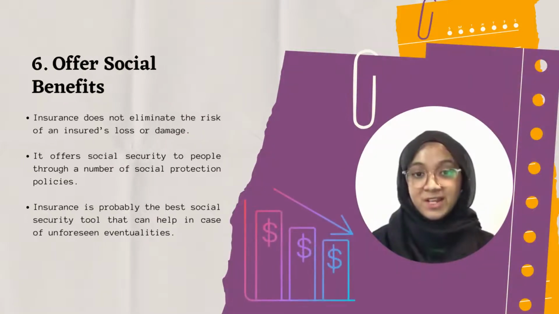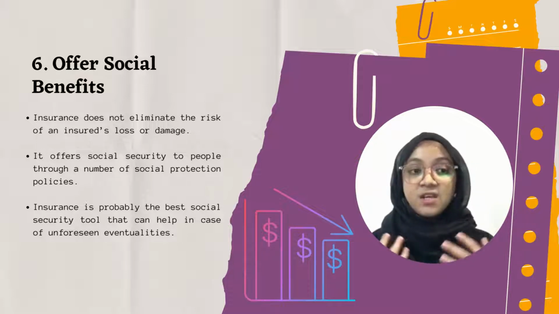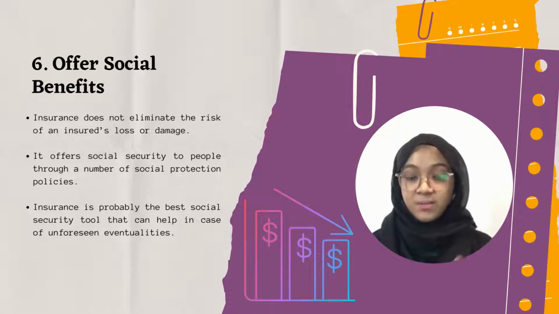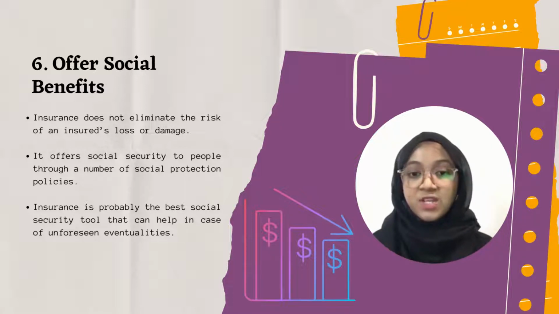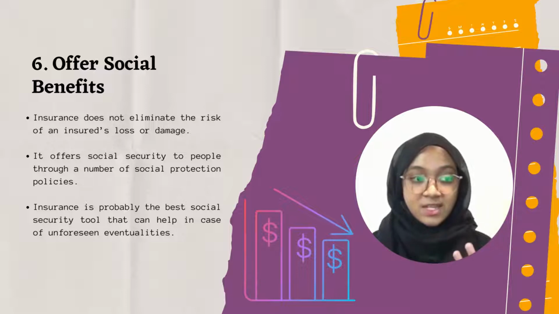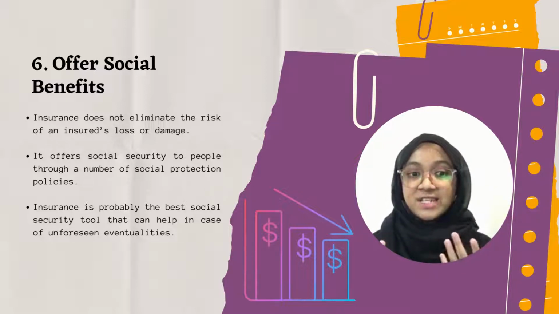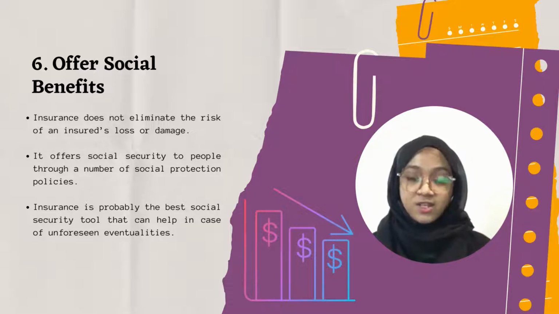Hello, I'm PUTRI LAILA. So, for offering social benefits, insurance does not eliminate the risk of an insured loss or damage. However, it offers social security to people through a number of social protection policies. It not only provides protection in the event of death, but also assists the insured in the event of sickness, maternity, old age, and other events.